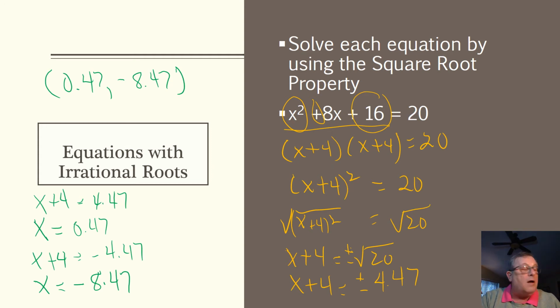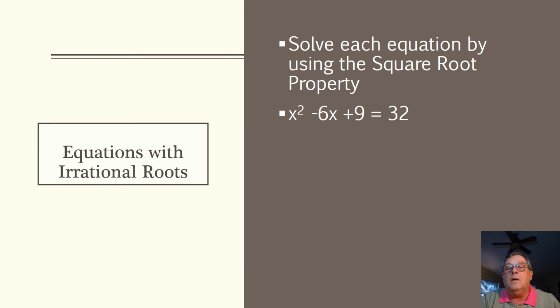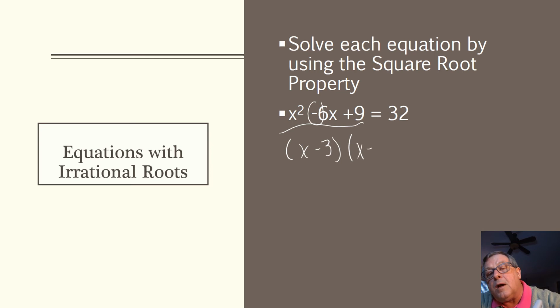And I think we should probably solve one more. What do you think? All right, so here we got x squared minus 6x plus 9 equals 32. And again, on this left side of the equation, I see again that I've got perfect squares. I've got x squared plus 9, but this time my middle term is negative. So I can then say that this is factoring x squared minus 6x plus 9. This is x minus 3 times x minus 3 equals 32.